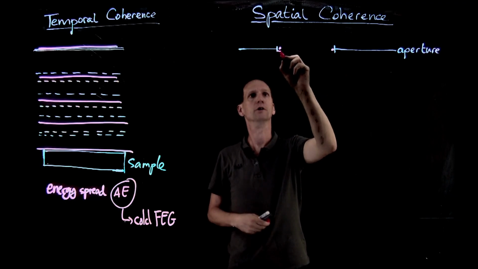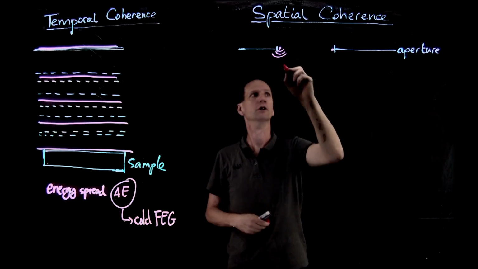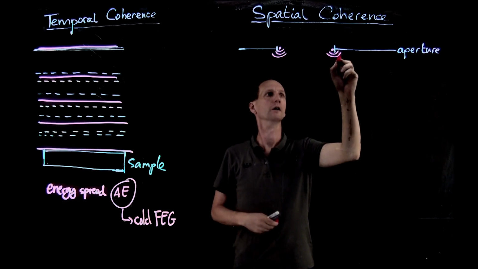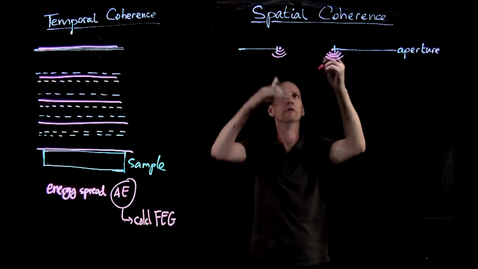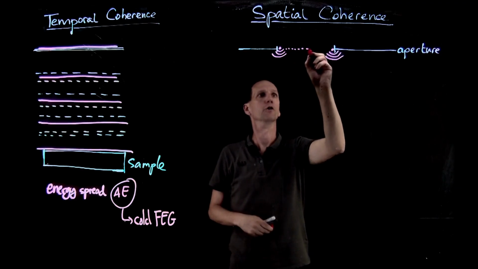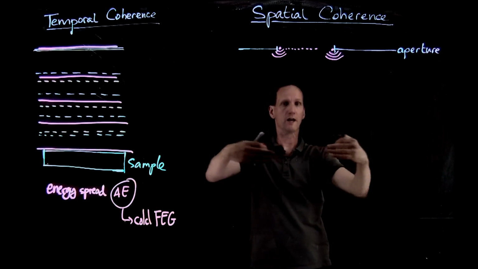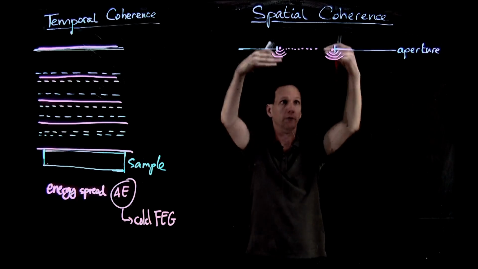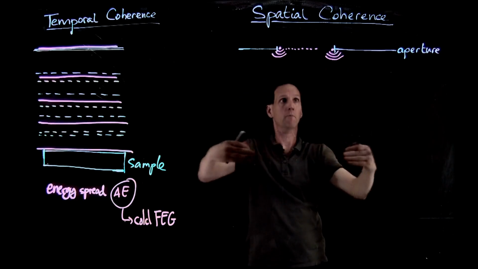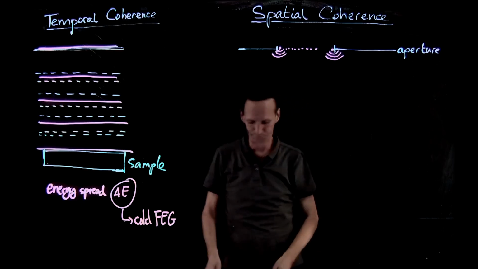So this point can be considered as the origin of a wave traveling, and this point can also be considered as a wave traveling further down the column. And then the total wave we have here is the sum of all these individual wave fronts.